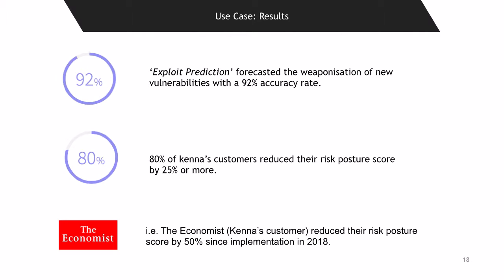So the use case results are particularly insightful here. First of all, exploit prediction forecasts the weaponization of new vulnerabilities with a 92% accuracy rate. Equally, 80% of Kenna's customers reduce their risk posture score by 25% or more. For example, The Economist, which is one of Kenna's customers, reduced the risk posture score by 50% since implementing it in 2018.